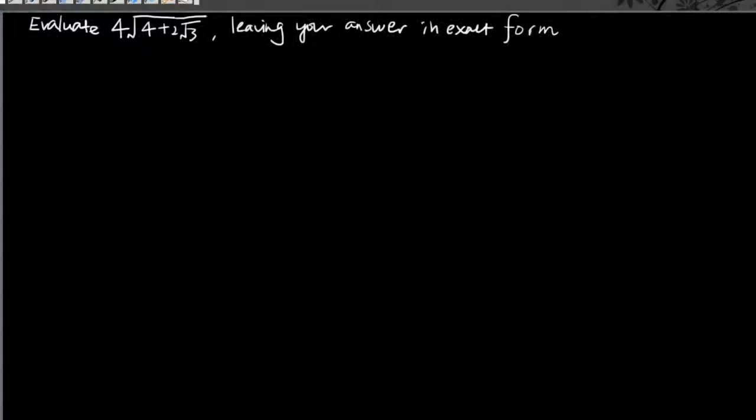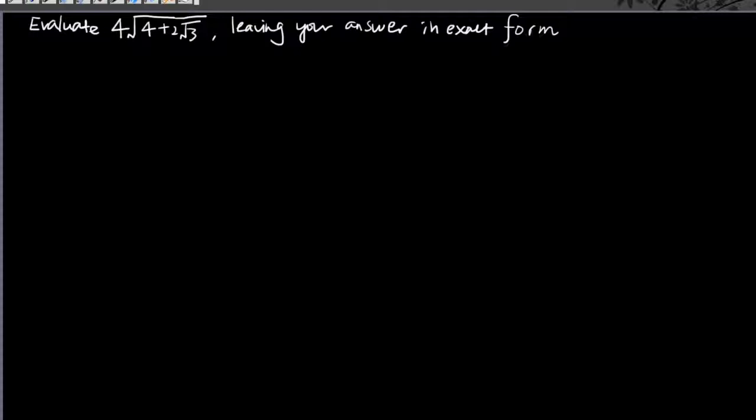Today let's talk about a question on mathematics. This question could be given to students of lower secondary, and it could be simply an O-level question as well. The question is: evaluate 4 times the square root of 4 plus 2 square root 3, leaving your answer in exact form.